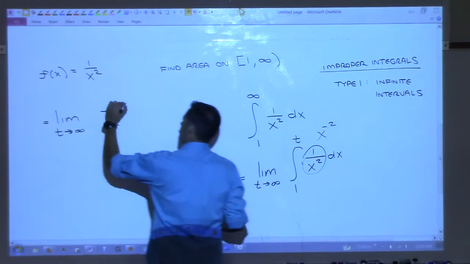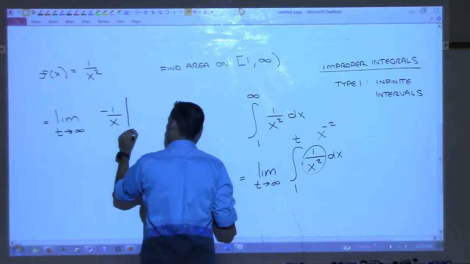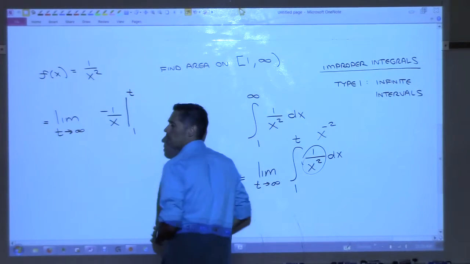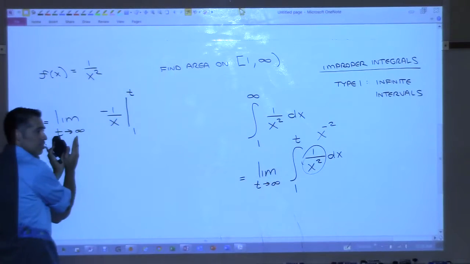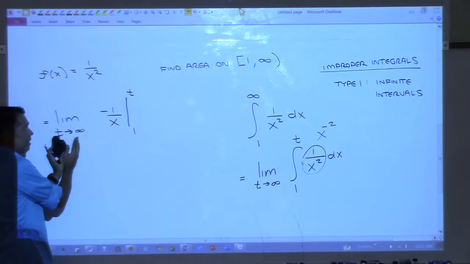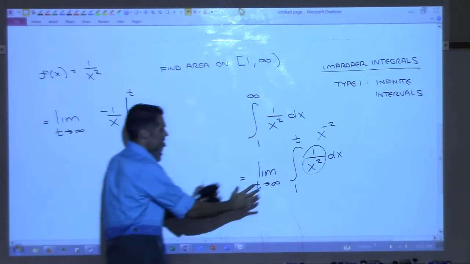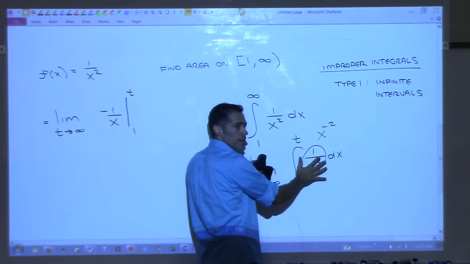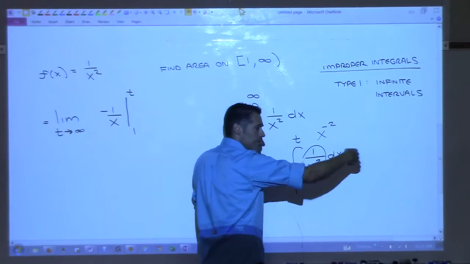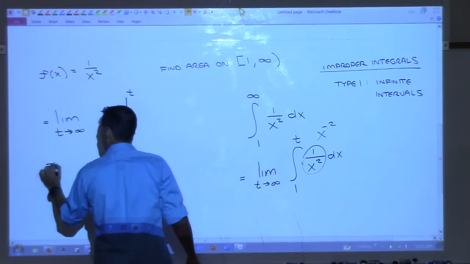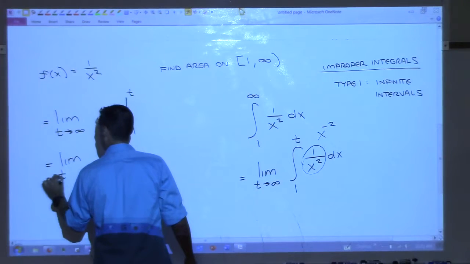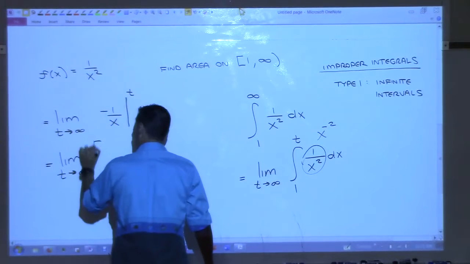But then we need to do the evaluation bar, and we're going to evaluate from 1 to t. Okay, so this step right here, the limit's just sitting here waiting, right? We haven't done the limit yet. This part here is the next step of this piece, right? Take the antiderivative, evaluate the two endpoints. So now let's go ahead and evaluate at the two endpoints. And I'm going to do it like this.